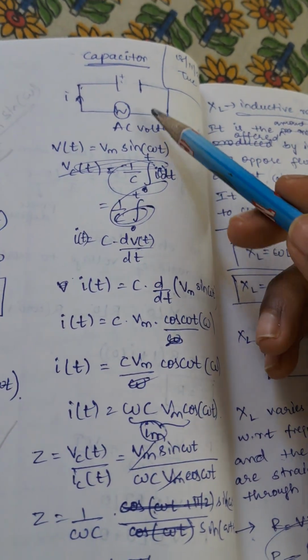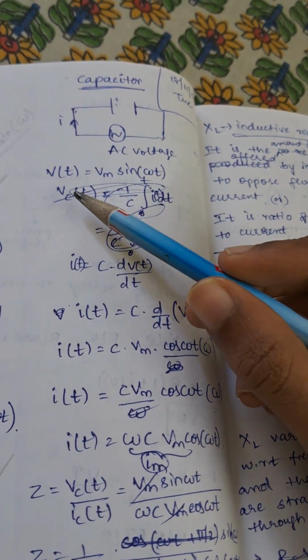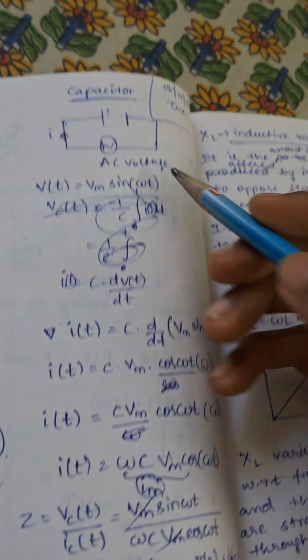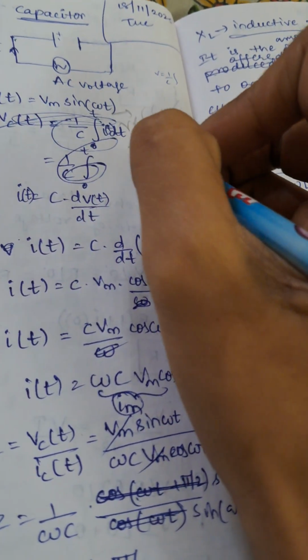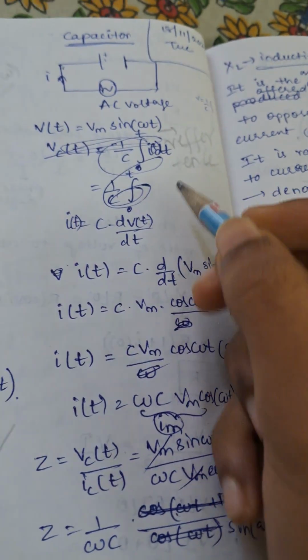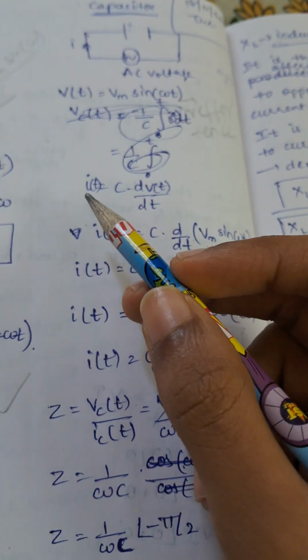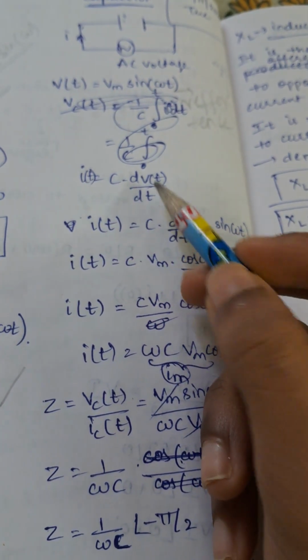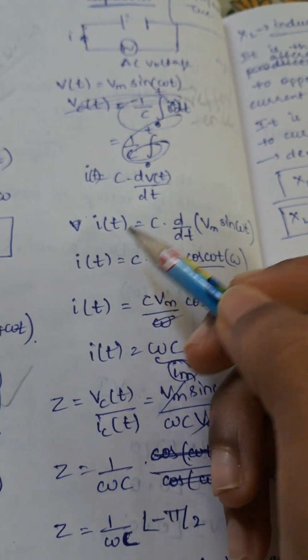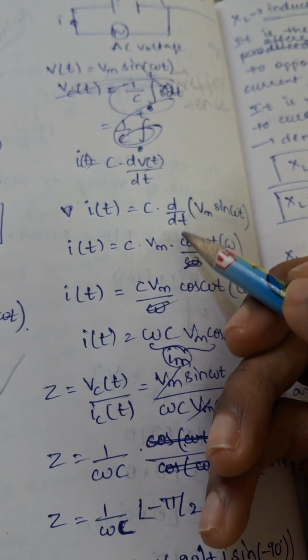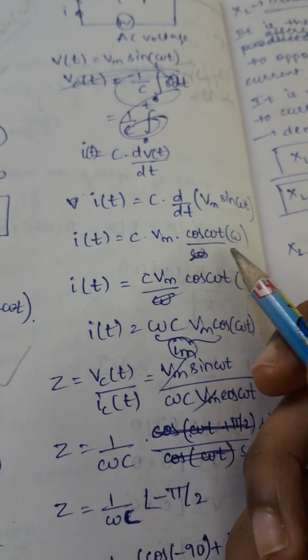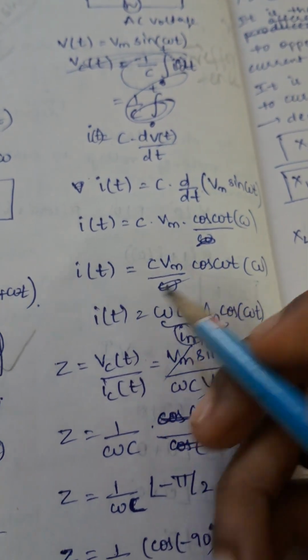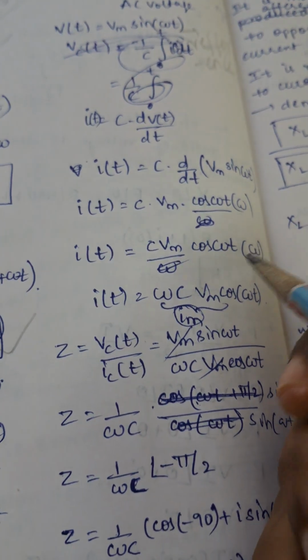Next, capacitor. When a capacitor is excited by an AC voltage, then V of t will be Vm sin omega t. This is the reference. And in unit 1, we have seen a formula: I of t is equal to C into dV by dt. Current is C into dV by dt. I of t is C into d by dt of Vm sin omega t. This sin will become cos omega t into omega. I of t is C Vm cos omega t into omega.